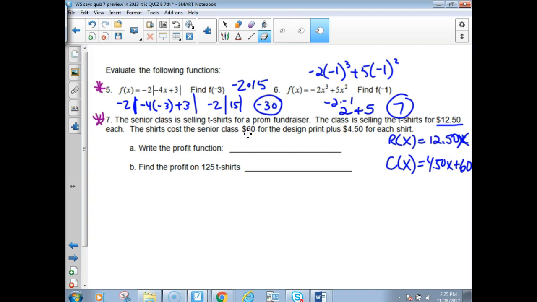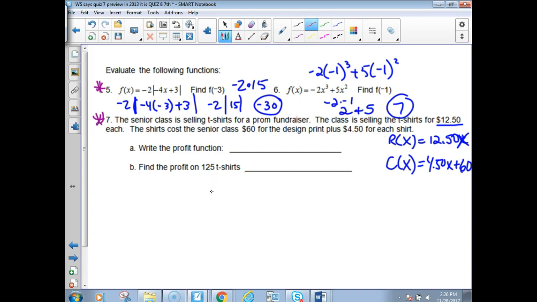The cost of the t-shirts was $60 for the design plus $4.50 for each shirt. So maybe they got some decals made up and then they had to get them put on. The shirts are $4.50, whatever they had to do. So they got $4.50 per shirt, at $4.50x plus $60 in cost. That's your cost function.